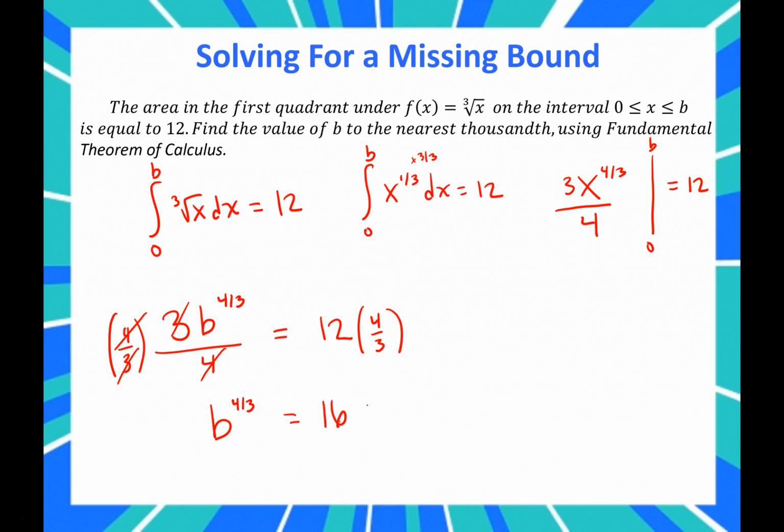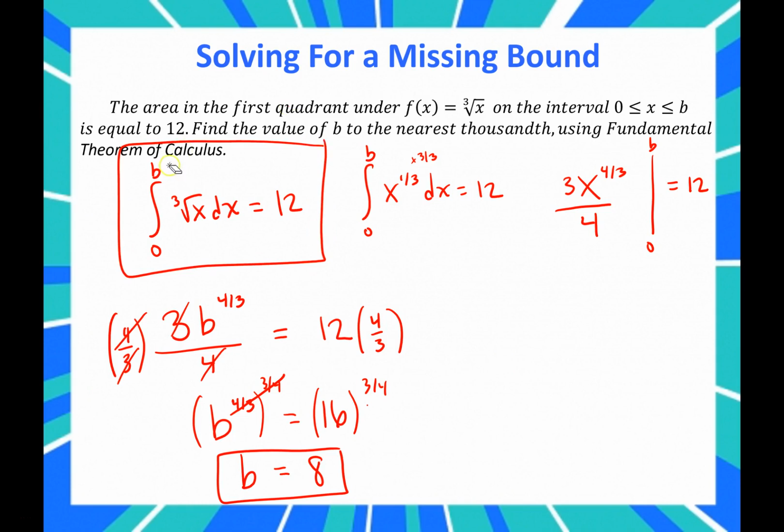All right, last step is just like our last problem where I'm going to raise this to the power of 3/4. This cancels, and I'm left with b equals 16 raised to the power of 3/4, which I get to be 8. That's my answer. And again, you can go ahead and check. Literally go back to this one right here, change this to an 8, plug this in your calculator, and make sure you get a 12.